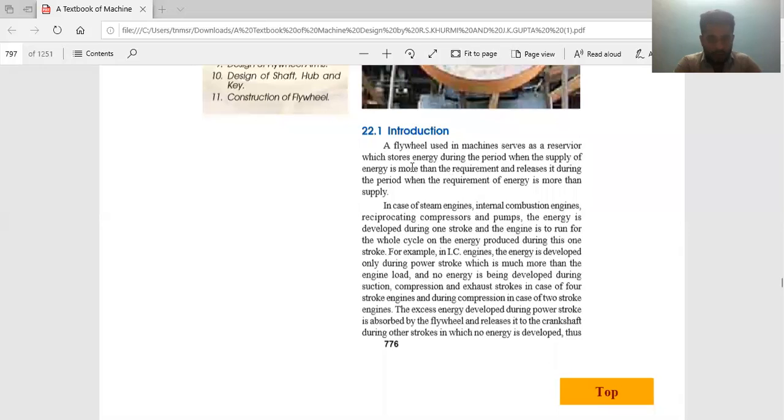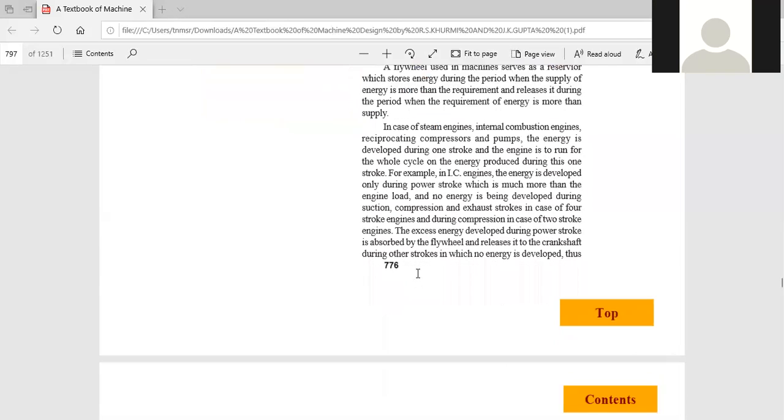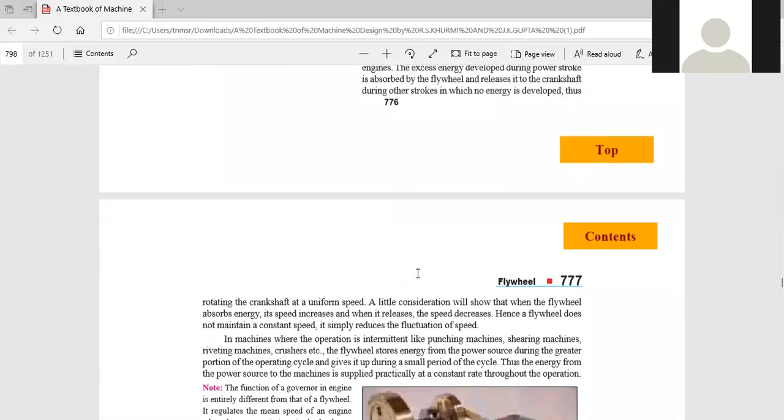One is the definition of flywheel. What is a flywheel? Can you tell me? Sir, it stores energy and supplies the energy when required. An energy storing device. In one line, if I say, it is an energy storing device. Next, you should know the difference between flywheel and governor. Clear? Yes, sir.